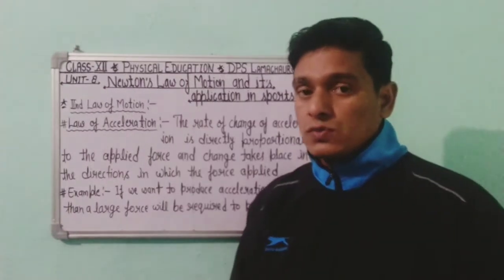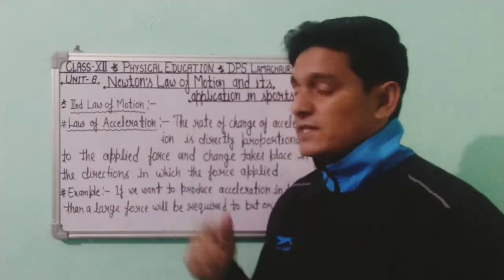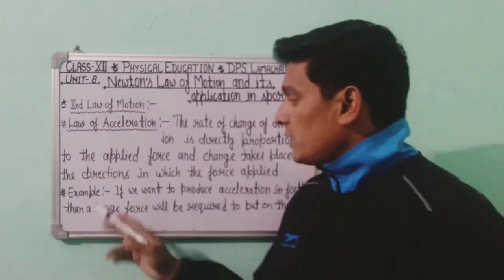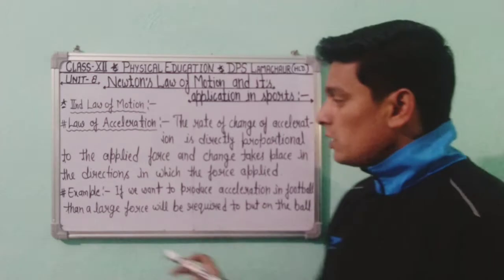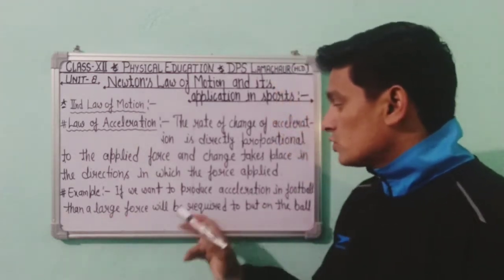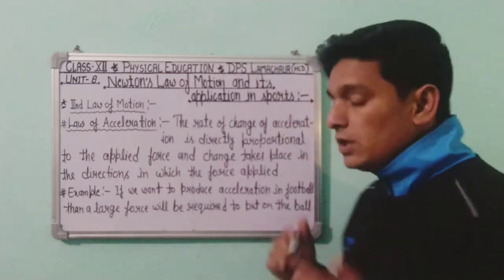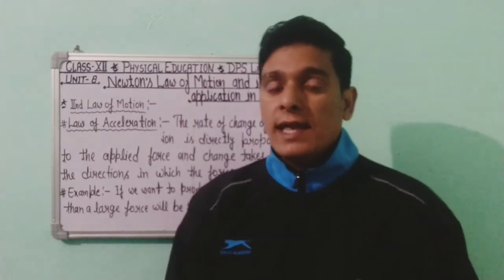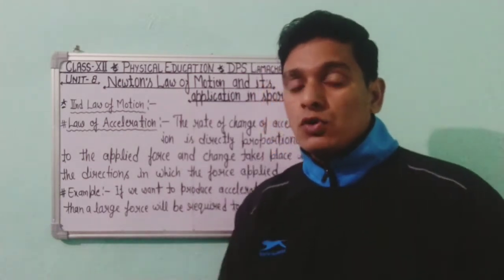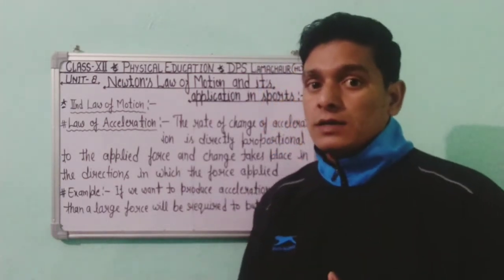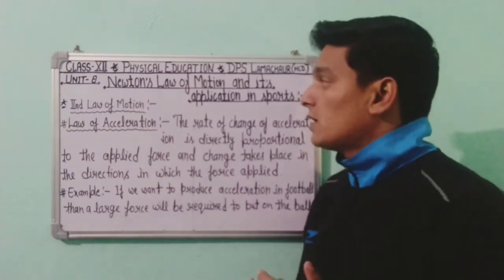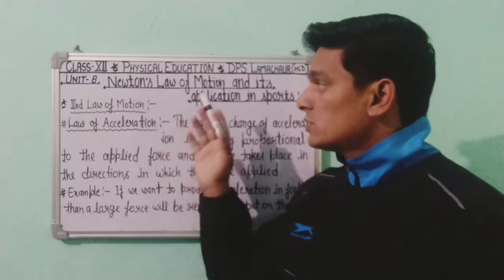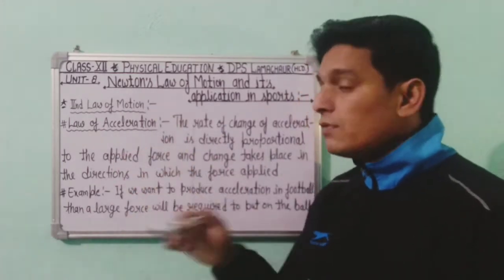Now let's know what is the example of the law of acceleration in sports. Example: if we want to produce acceleration in a football, then a large force will be required to put on the ball, and the ball will accelerate according to whatever force is applied on it. So this is the example of the second law of motion, the law of acceleration.